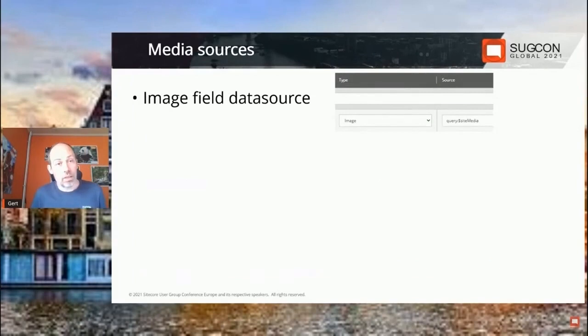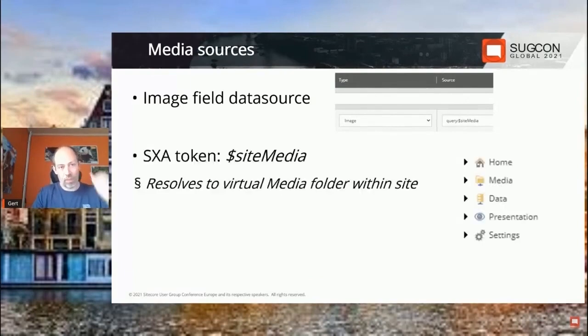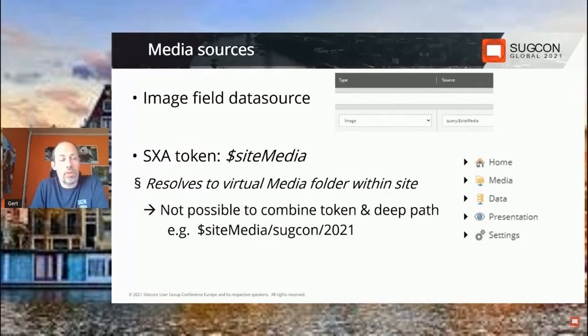So we move on to the media field, the image field, which also usually has a data source. And in that data source, the site media token is used a lot. This site media token resolves to the virtual media folder within your site. So an SXA site out of the box has several folders in its root. Actually, you have the home, the data, presentation, and so on, and also a media folder. The problem with this token was that it's not possible to combine the token with a deeper path. So we can't say site media / SUGCON 2021. But this is actually what we want to do to get our editors directly into the right folder and not in the root of the site media.